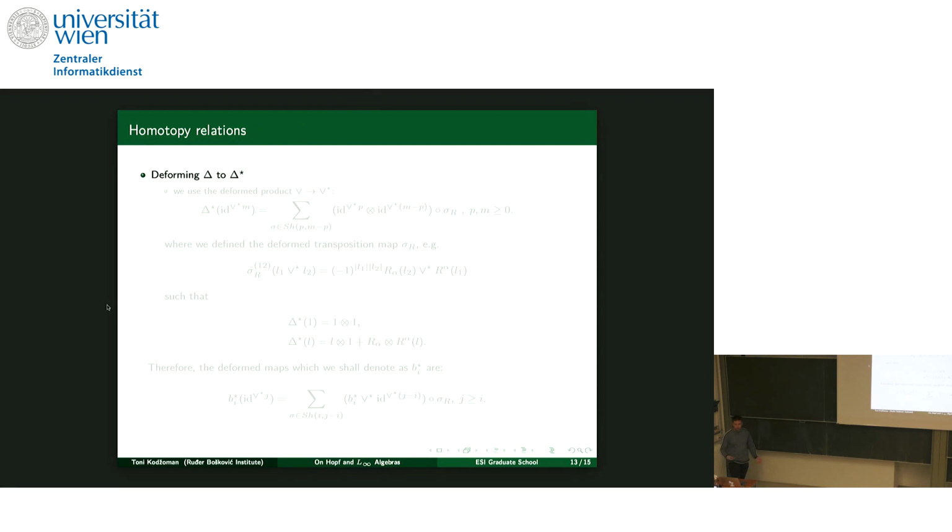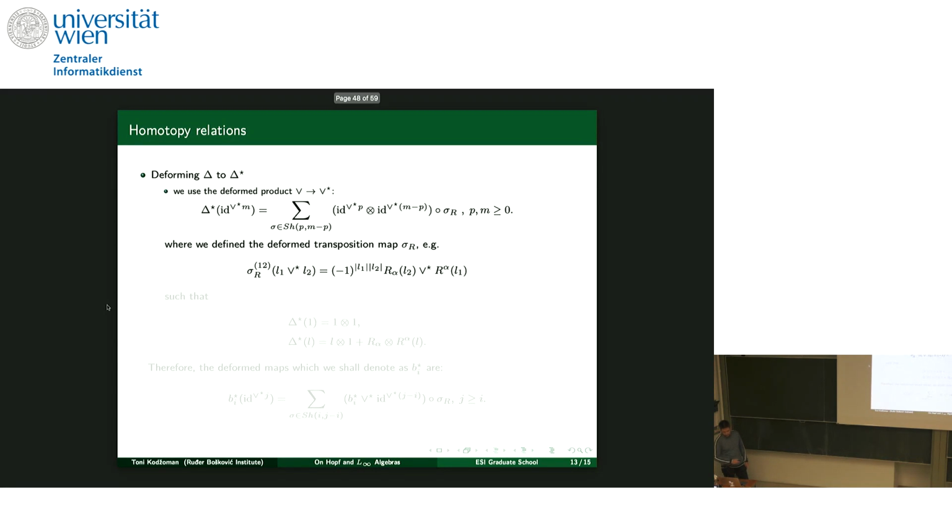Okay, so let's do it. Let's actually get these homotopy relations in the twisted regime. So we deform delta to delta star. How do we do it? We go from wedge to wedge star. And this is the relation that we get.